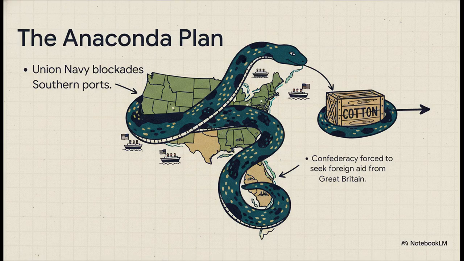To choke out the rebellion, the Union Navy rolled out the Anaconda Plan. And just like the snake, the goal was to completely squeeze the life out of the Southern economy and its supply lines by blockading Southern ports. Because the South relied so heavily on exporting goods, this blockade instantly forced the Confederacy into panic mode, desperately seeking foreign aid and recognition from global powers like Great Britain just to break that naval death grip.